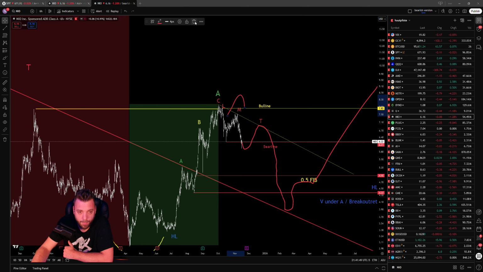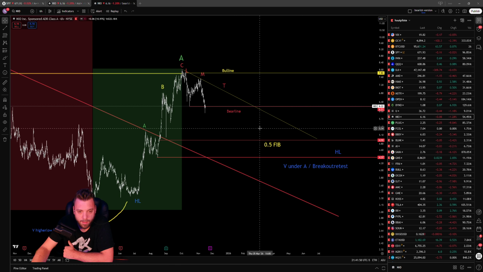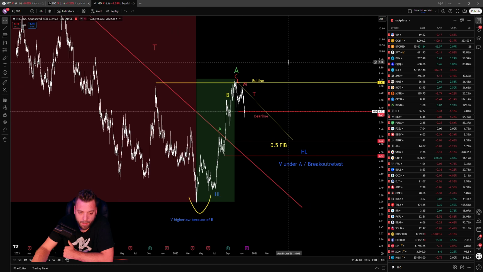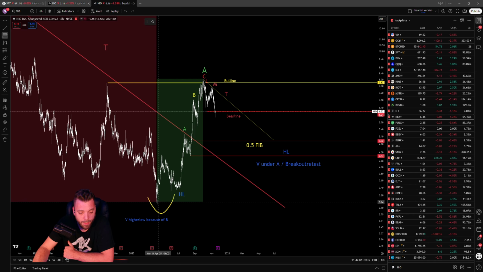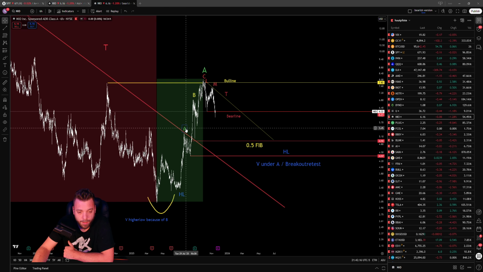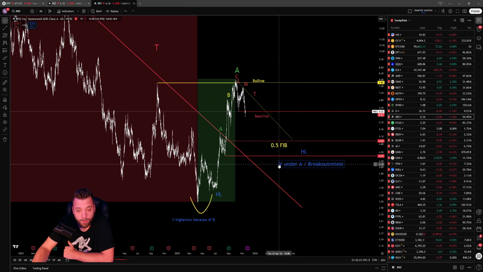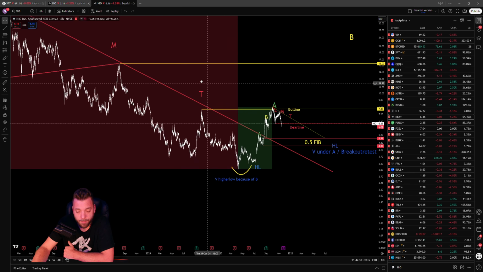So let's put this here away, just to draw it again. For an A pullback, you have two levels. The first one is a 0.5 from the low to the peak. This is exactly here, 490. Or you're doing the perfect BYND, which is at 4.38, which is also a perfect breakout retest to this 4-year-long trend line.